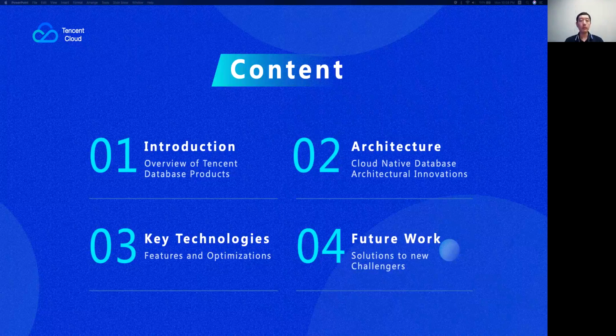Here's the agenda of today's talk. The talk will start with a brief introduction to Tencent's TD-SQL database products, and then with a focus on the cloud-native database TD-SQL-C, I will talk about the innovations we have made on the architecture, as well as the key technologies that have been implemented to resolve the challenges we met. Finally, the talk will end with discussions on the future work.